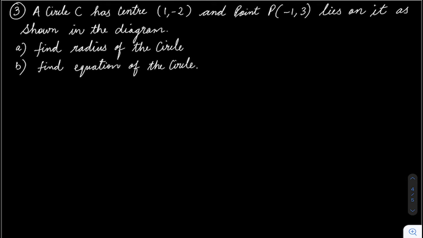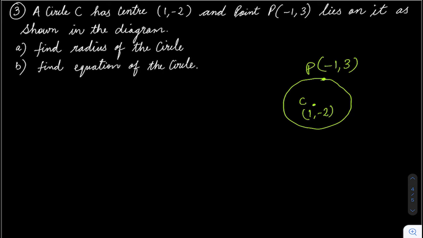Let's try one more question on this. Quickly, a circle C has center 1, minus 2 and point P lies on it. Okay, so let's draw a circle. So there is a circle and there is a point minus 1, 3 that lies on the circle. A circle has the center 1, minus 2. This is, let's say C. This point is given as P.